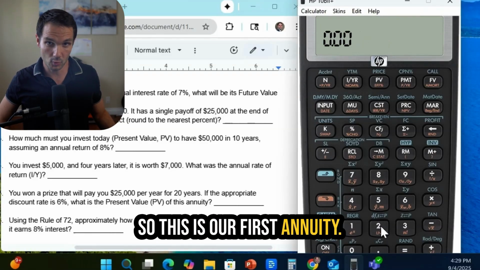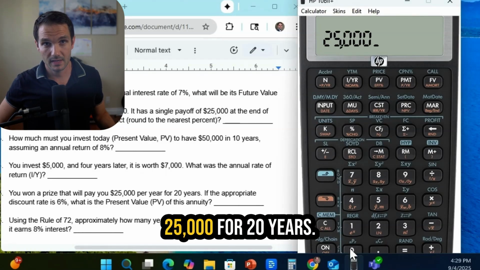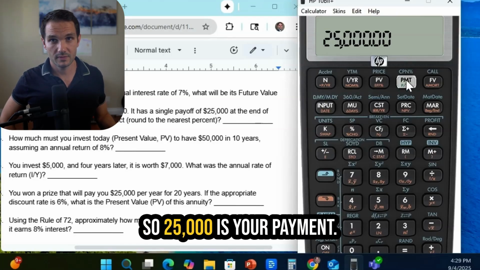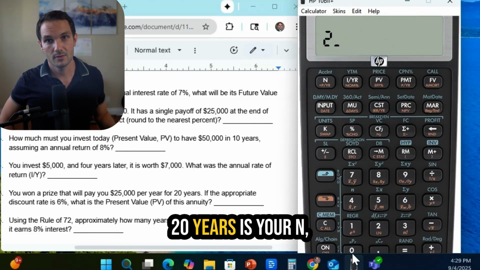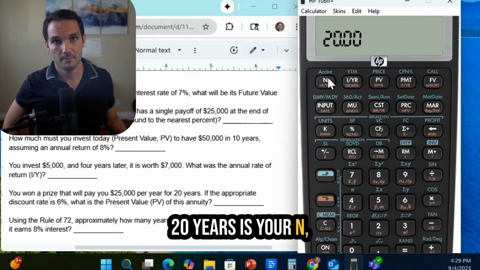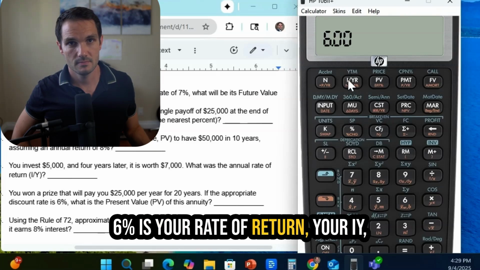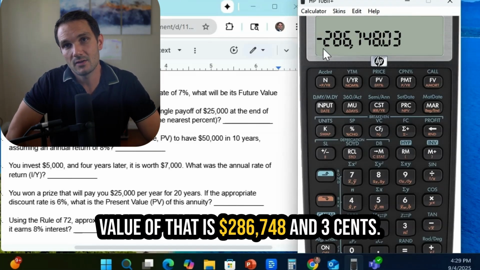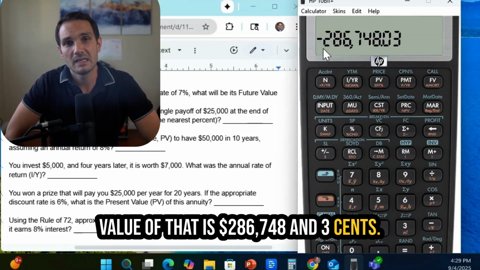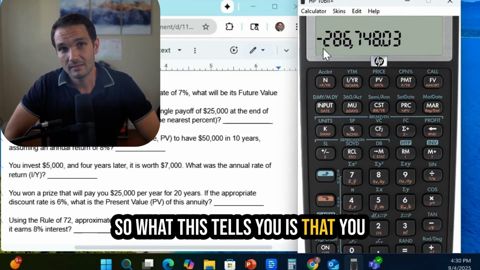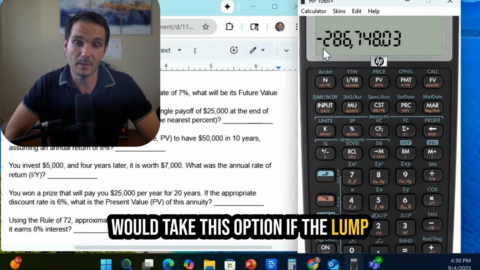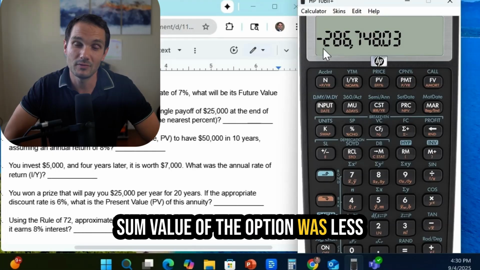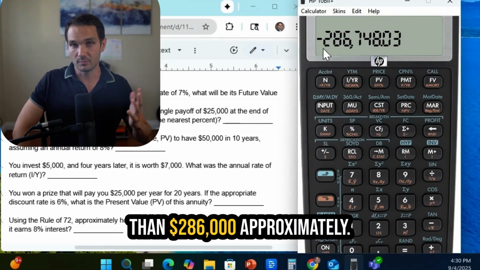You won a prize that pays $25,000 over 20 years. So this is our first annuity or payment. So we get $25,000 for 20 years. So $25,000 is your payment. 20 years is your N. 6% is your rate of return, your IY, your discount rate. So the present value of that is $286,748.03. So what this tells you is that you would take this option if the lump sum value of the option was less than $286,000 approximately.